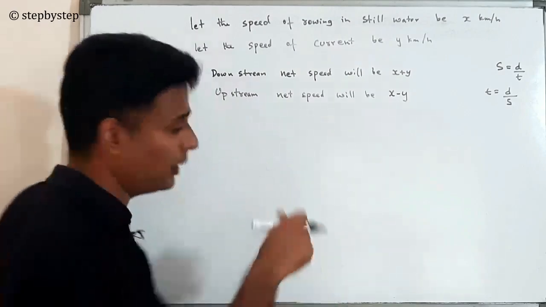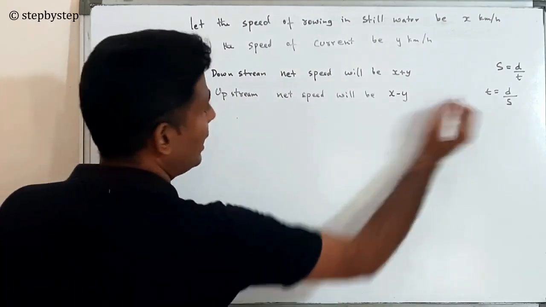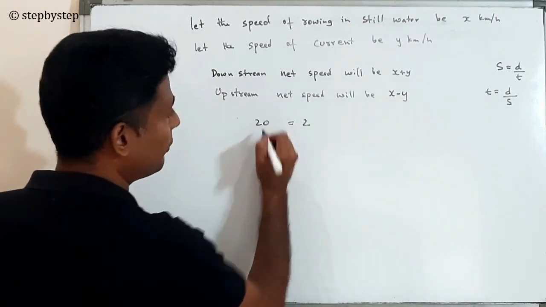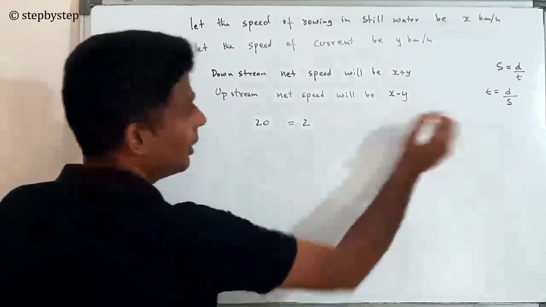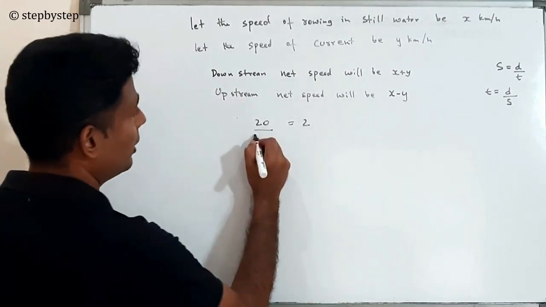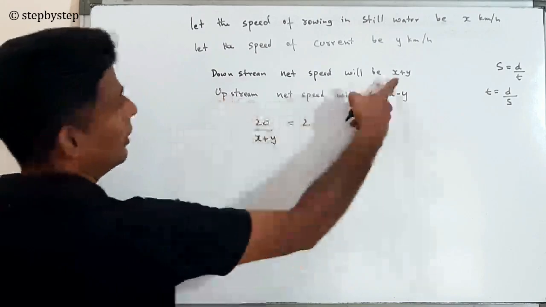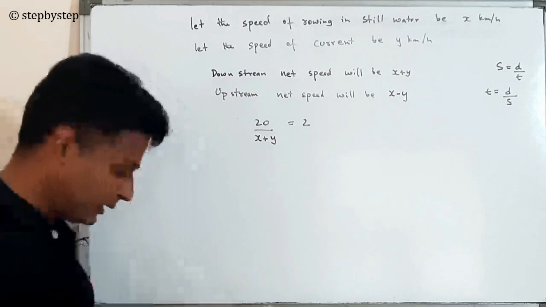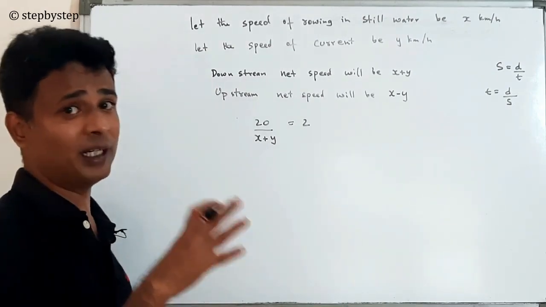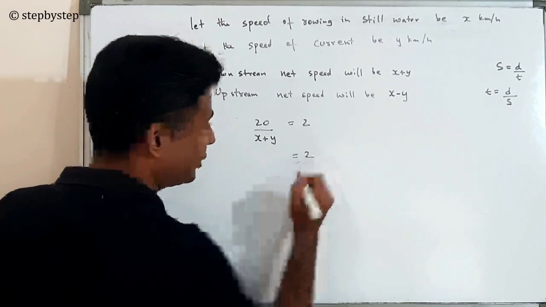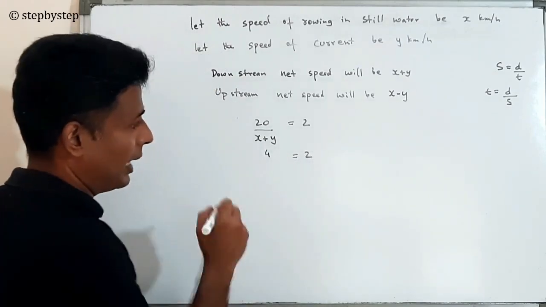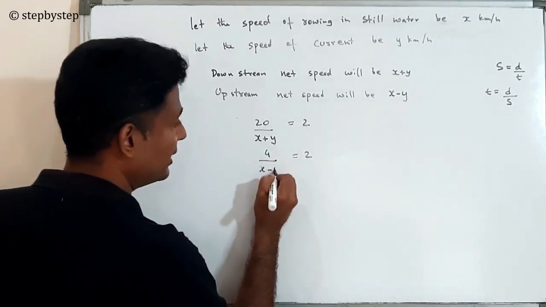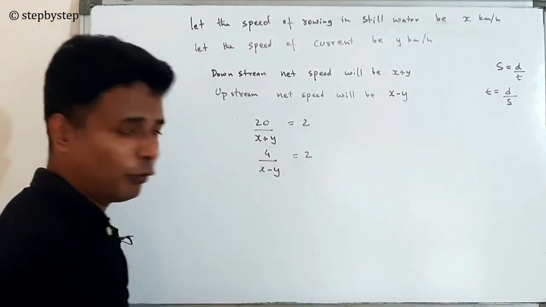So she goes 20 kilometers downstream in 2 hours. What is the distance she is traveling? 20 kilometers downstream. And what is the speed downstream? x plus y. Now the second condition, upstream she is going 4 kilometers in 2 hours. So time taken is 2 hours, distance is 4 and she is going upstream, so what will be the speed? x minus y. So we got our two formulas.